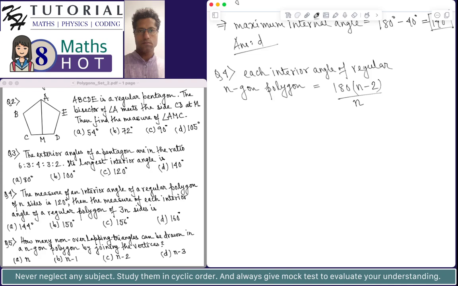Okay. It is given that the measure of an interior angle of a regular polygon of n sides is 120 degree. So we must have 180 multiplied by (n minus 2) divided by n equal to 120 degree. Now we can ignore the degree from both sides. So we get a linear equation in n, and we can easily solve for n.